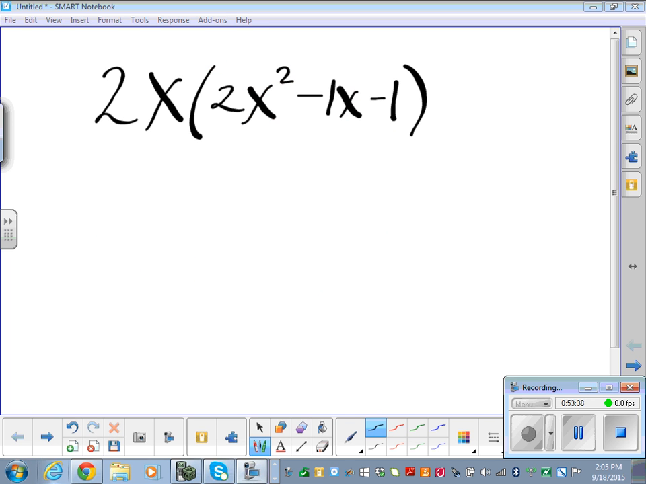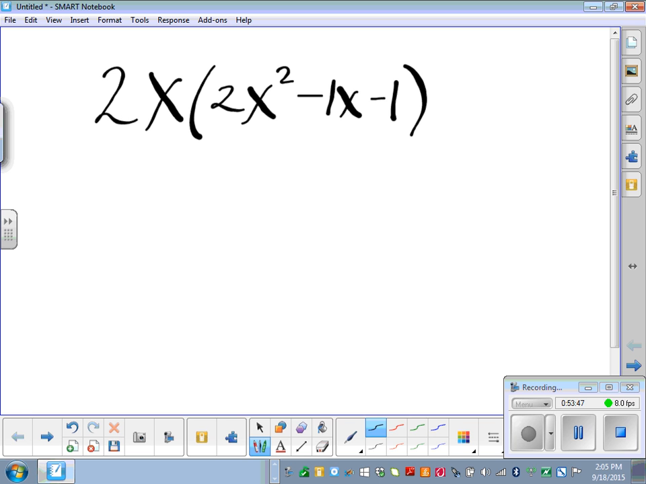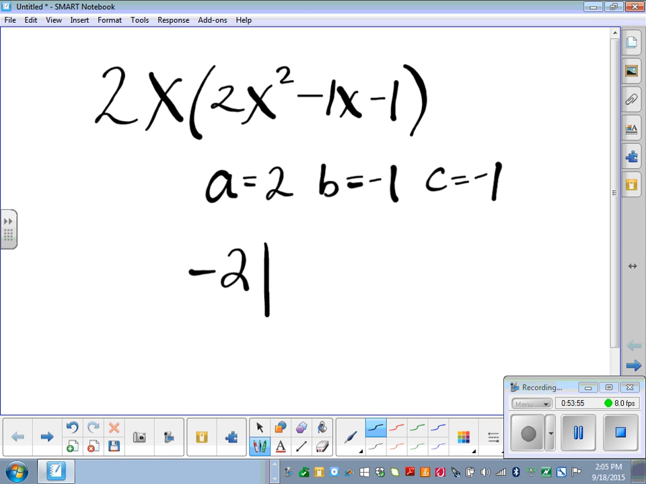And so we're doing what multiplies to be a times c. What multiplies to be a times c, and a is equal to 2, b is equal to negative 1, and c is equal to negative 1. What multiplies to be negative 2 and adds up to be negative 1? Well, 1 times 2 is equal to 2, and that's it. It has to add up to be negative 1, so that negative needs to be with the 2. So 1 and negative 2 are our factors.